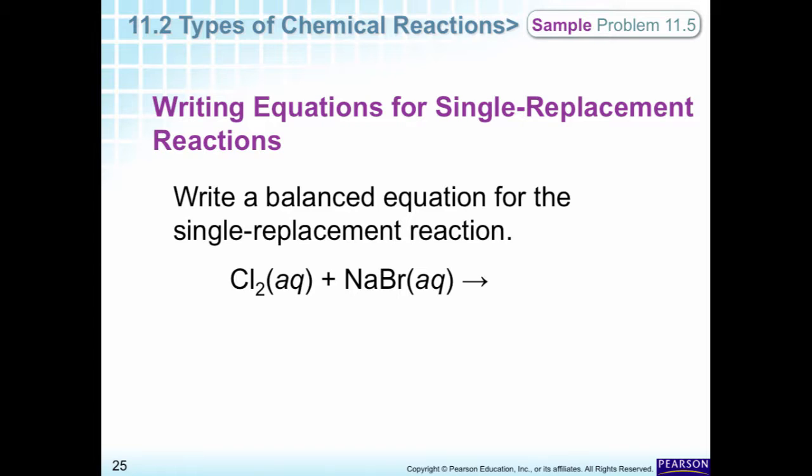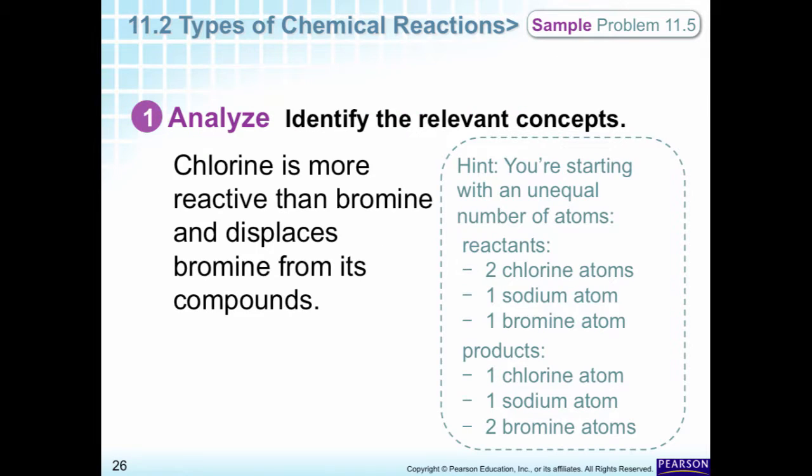All right, we also can do this with halogens. So if we're going to have a single displacement with chlorine and bromine, they're both halogens, and if we make a prediction, it should be that chlorine will kick bromine out. Chlorine is more reactive than bromine.